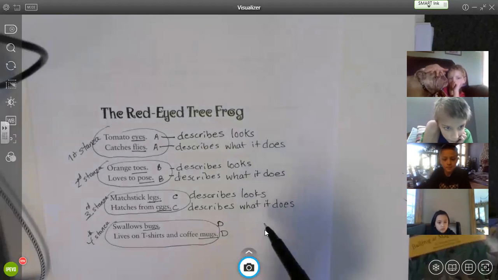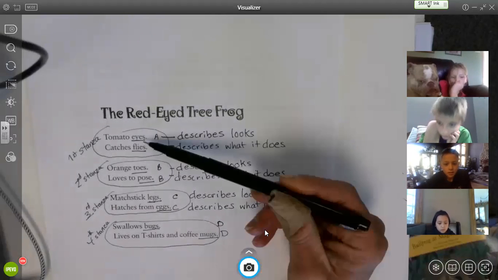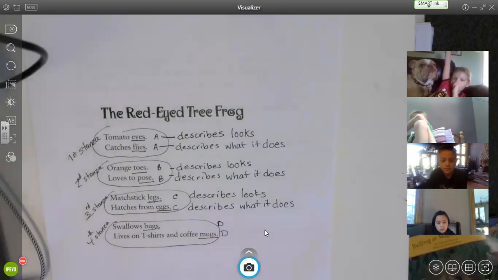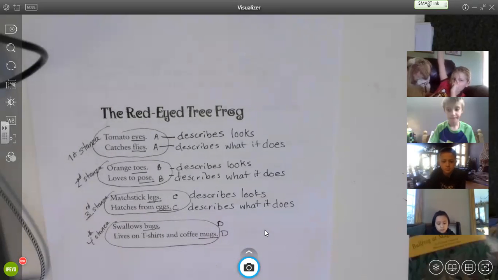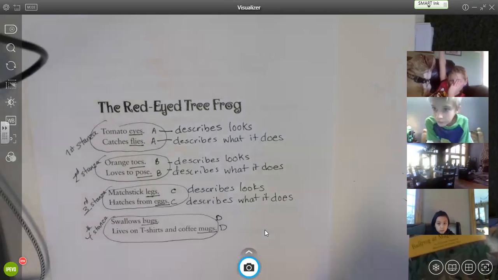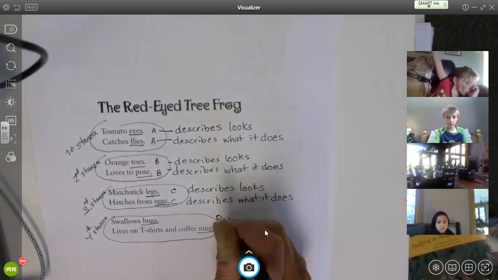So you see a pattern here. We've got rhyming words at the end of each stanza. We also have, in the first line of each stanza, descriptive words to tell what it looks like. And then we have descriptive words telling what it does, right? Okay. Last but not least, let's look at the last stanza. Swallows bugs. Uh-oh, is that telling us what it looks like, Henrik? Swallows bugs. That's describing something else. What's it describing?